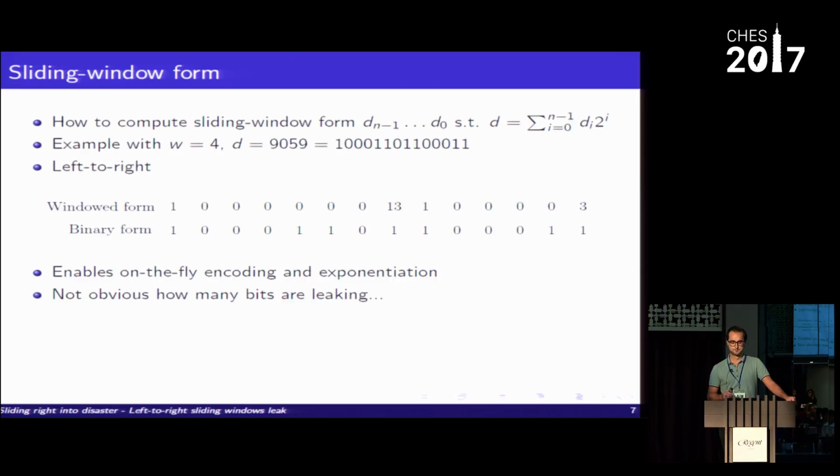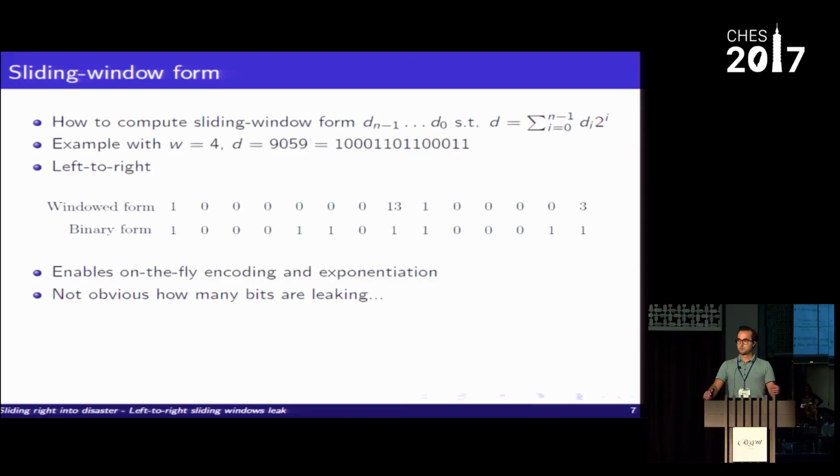So I hope everybody noticed that when you now look at the windowed form, it looks a lot different than the right to left windowed form. You see a large gap between the first two windows, and then no gap at all between the second and the third window. But this method is actually preferred over the right to left method because it enables an on-the-fly encoding and exponentiation.